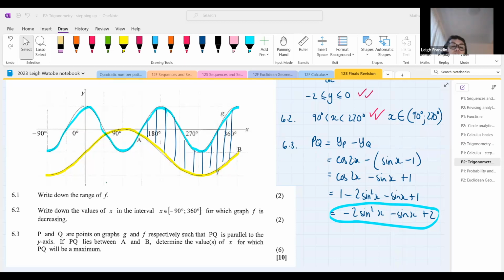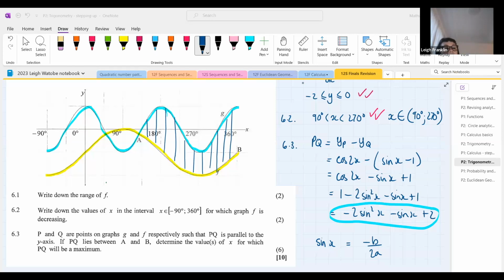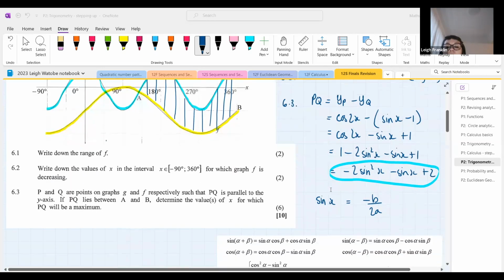Okay, so we've got to use the formula that we know for the turning point of a quadratic. Except the difference here, guys, is that we're working in terms of sine x. So sine x is going to be equal to negative b over 2a. Okay, our axis of symmetry. That's the only other way that we can actually do this because we can't work with the derivative, because that's not part of our syllabus. Is everybody happy with that?